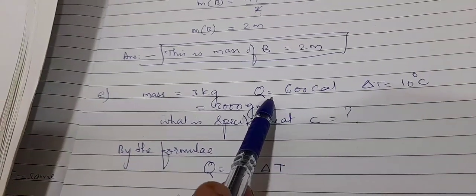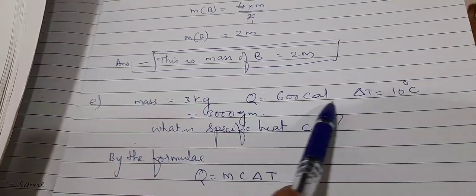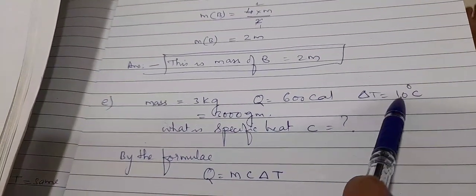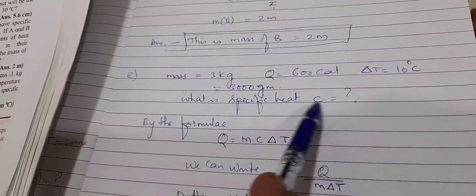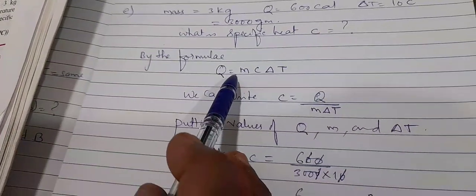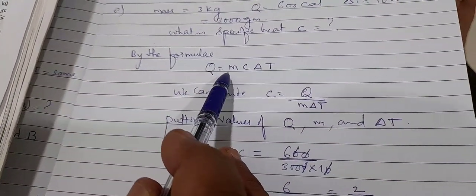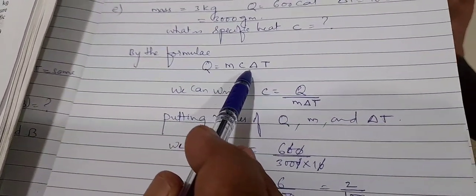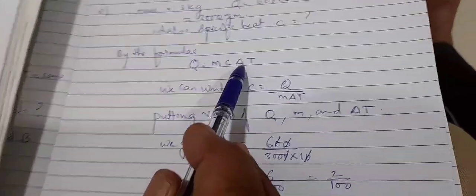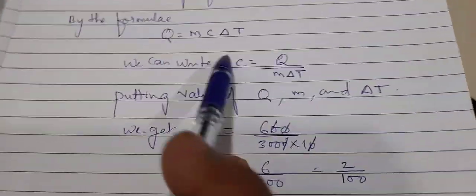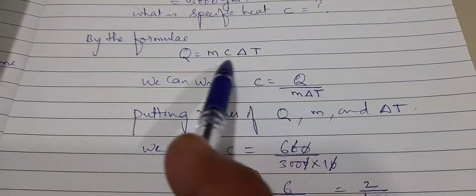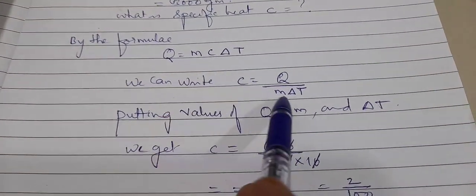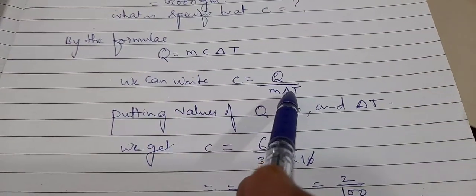Q, that is the amount of heat, is 600 calories, plus difference in the temperature is 10 degrees Celsius. So we want to find specific heat, that is C. By the formula Q is equal to mass into specific heat into delta T, so we can write C is equal to Q in the numerator, and mass and delta T will come down.